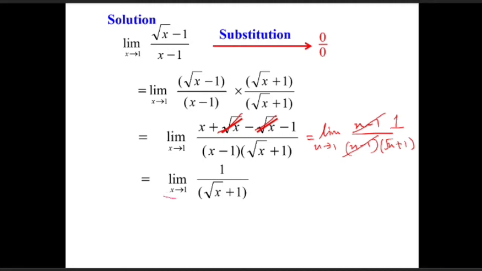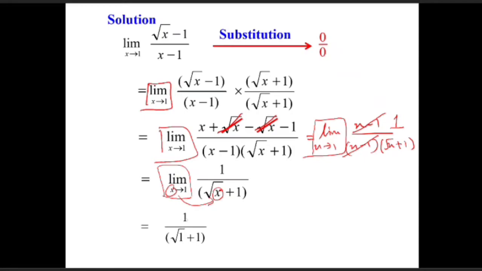Notice that we still have the word lim here. Why is the word lim still there? That's because we still have the x in our function. So as long as we have not substituted the value of x into the function, that's where our lim word stays. So after that, just substitute the value of 1 into our simplified function, and you will get 1 over square root of 1 plus 1, and that is 1 over 2.